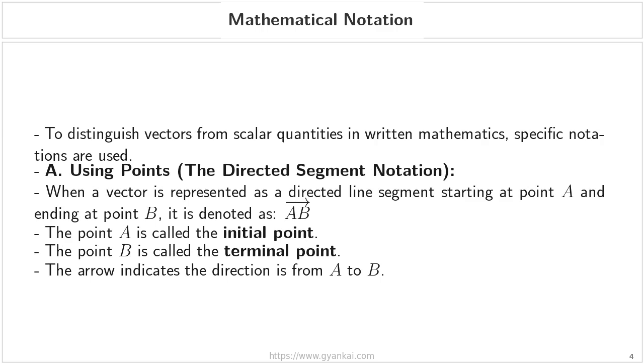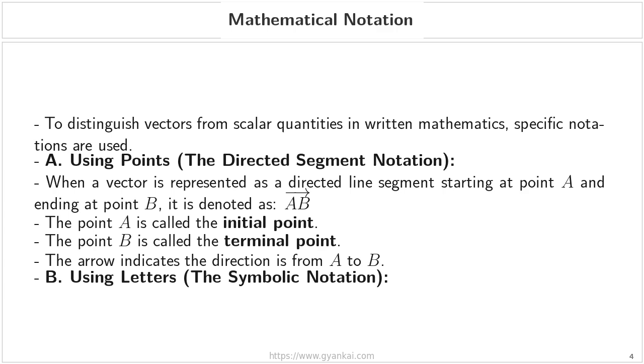In this setup, point A is known as the initial point. Think of this as your starting line. Point B is called the terminal point, which is where the vector ends. It is crucial to remember that the arrow indicates the direction is strictly from A to B.